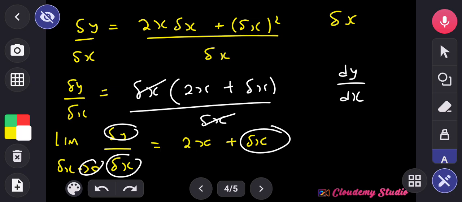Therefore, delta y upon delta x is going to become dy upon dx, which is equal to 2x plus 0. And 2x plus 0 equals what? It equals 2x, which means our answer, dy upon dx, equals 2x. So this is basically how to differentiate using first principle. When we say dy upon dx, it means that we are differentiating y with respect to x. That is basically what we mean.